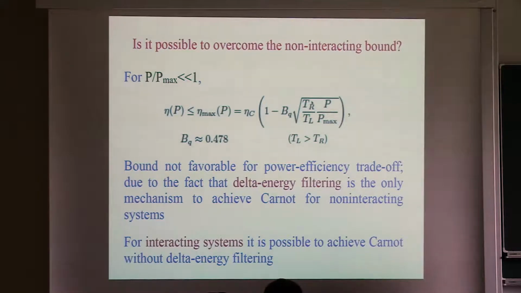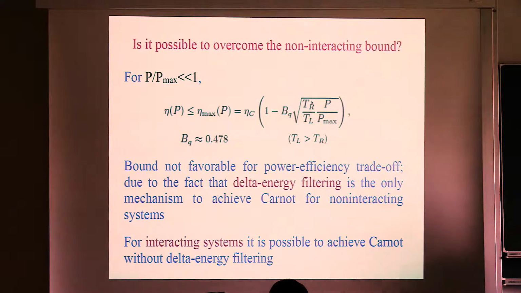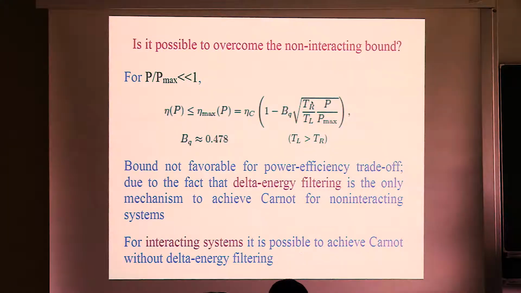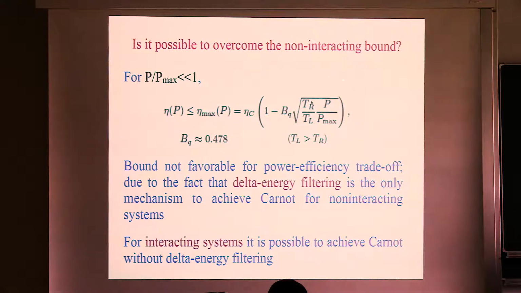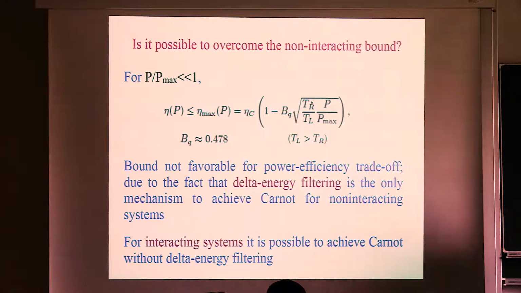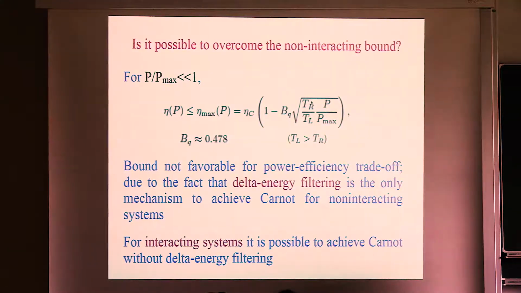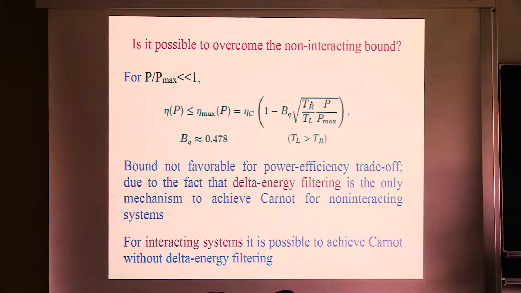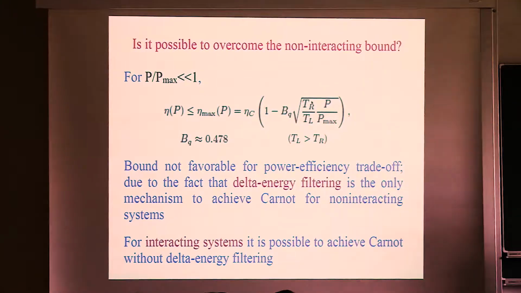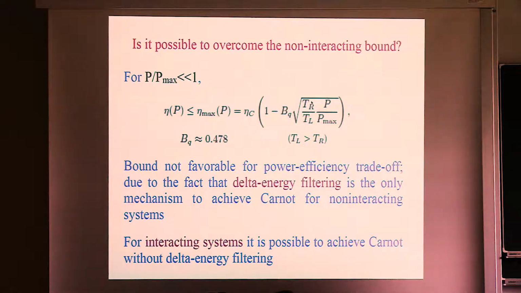The question I want to discuss in what follows, based on rather recent results, is this: is it possible to overcome this non-interacting bound? The bad point about this bound is that if you go to power much smaller than maximum power, so you approach Carnot, you approach it with this square root of the ratio of temperatures correction. So it is a severe limitation.